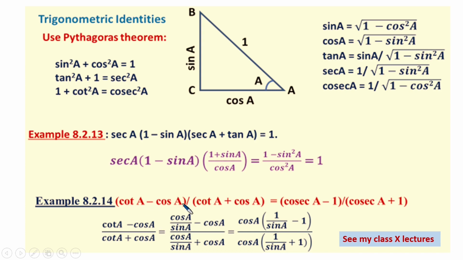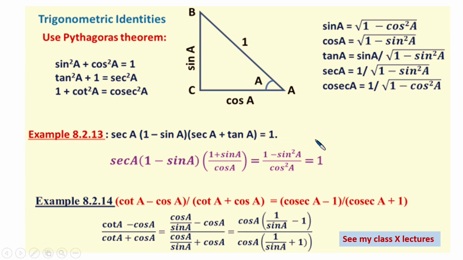So this is cot a minus cos a divided by this. You have to show that this is this. Here just pause and see, this cot a is nothing but cos a by sin a, and you can bring out cos a as a common, so you have 1 by sin a. So this 1 by sin a is cosec a, so this is cosec a minus 1 and cosec a plus 1. So anyway, we have more or less discussed what we have done in class 10.